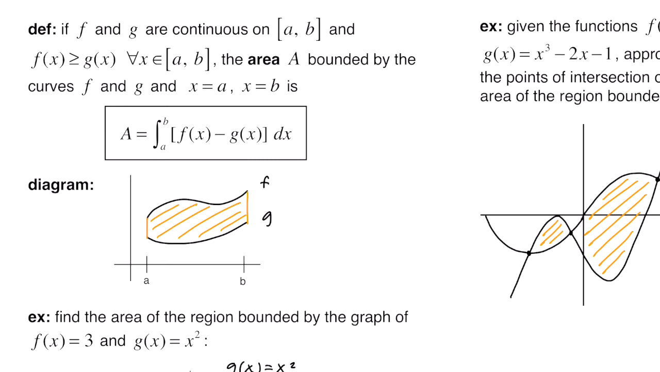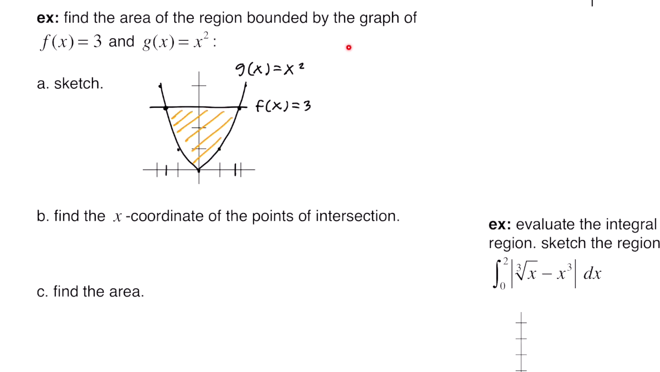So here we have a diagram. You can see that f is greater than g over the interval from a to b, and we're finding the area in between the two curves. So essentially we're taking the area under f minus the area under g, and that will give us the area in between.